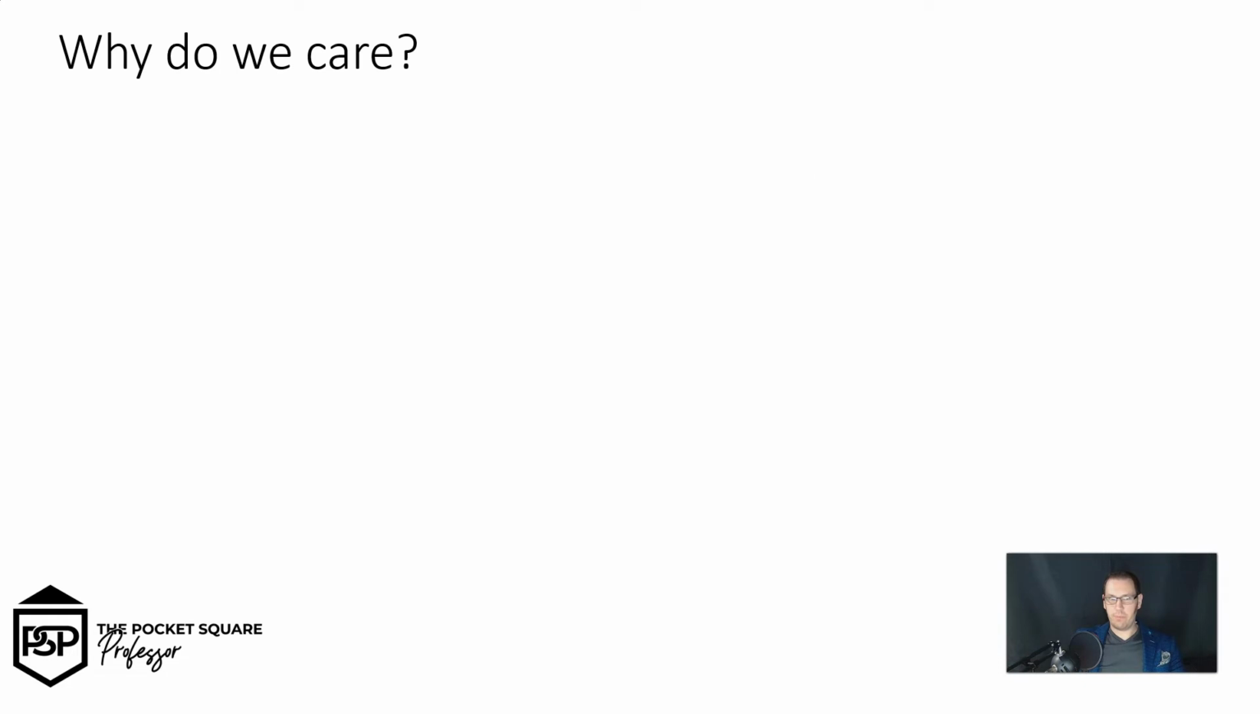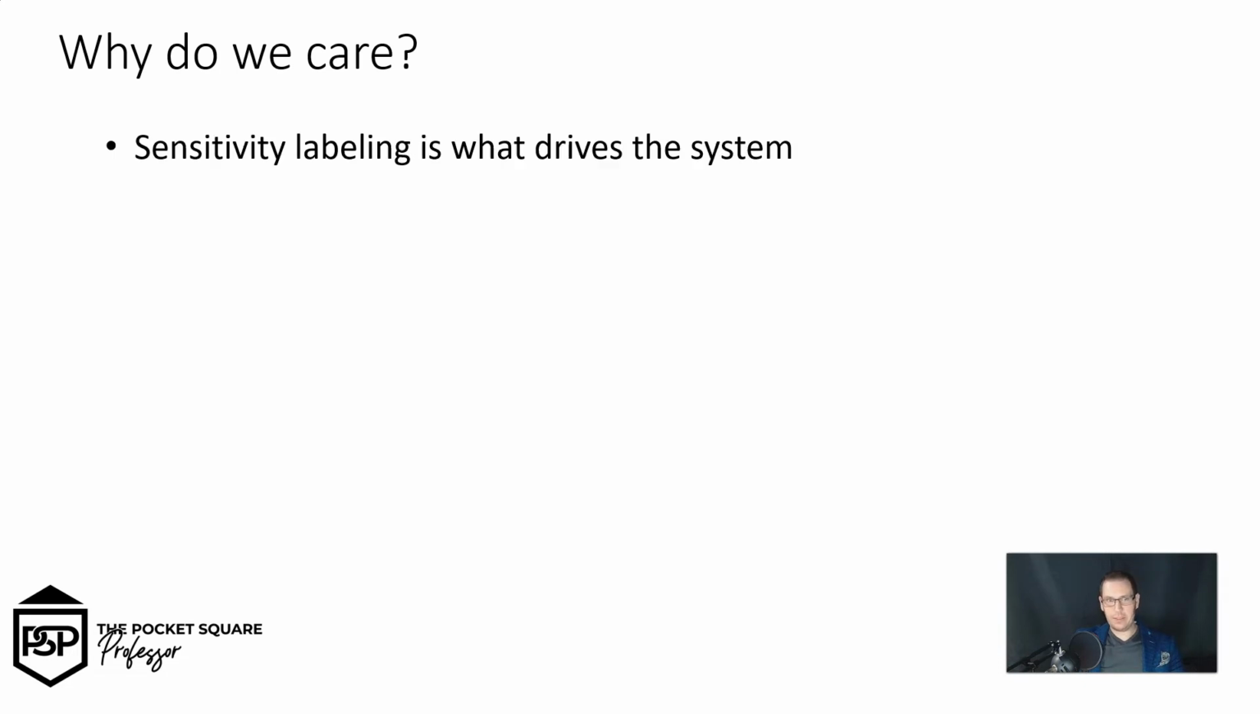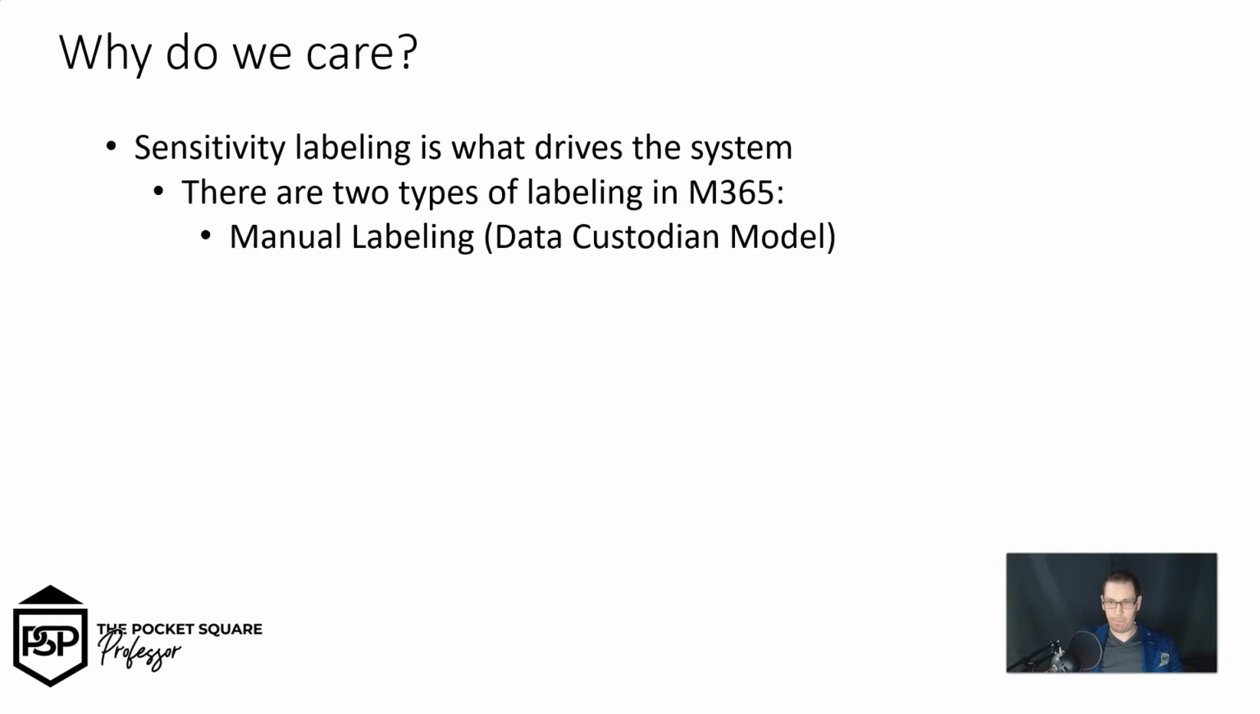Now, why do we care? Well, labeling as a whole, or classification, is driven by sensitivity labeling. So inside of Office 365, there are two ways to label. There's manual labeling, which is the data custodian model, and then, as I just alluded to, automatic labeling.